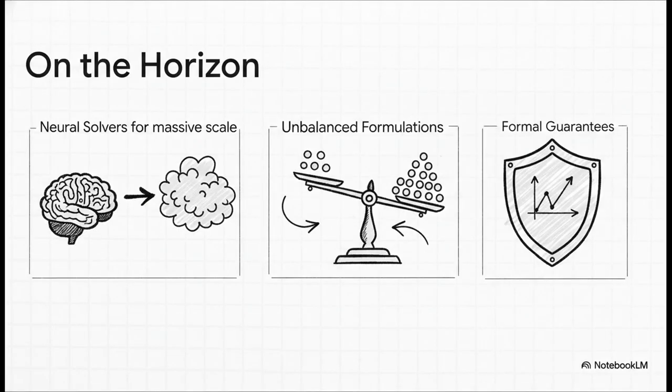So what's coming next? What's on the horizon? Well, people are developing neural solvers that actually use deep learning to scale EGW to absolutely massive datasets. They're creating unbalanced versions for situations where the datasets don't even have the same amount of stuff in them. And really critically, they're working on formal guarantees to make sure these algorithms aren't just fast, but are provably reliable.